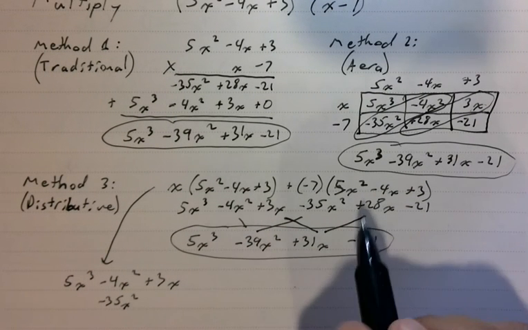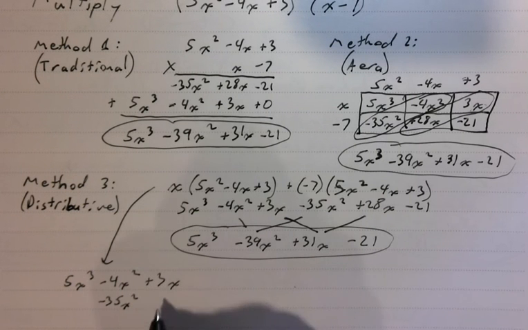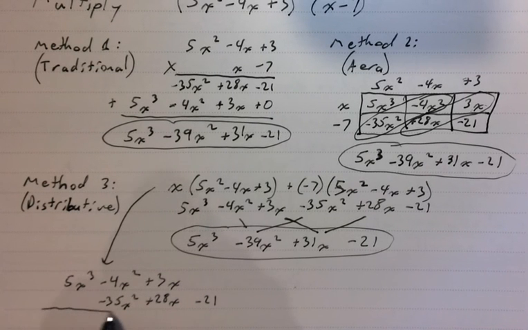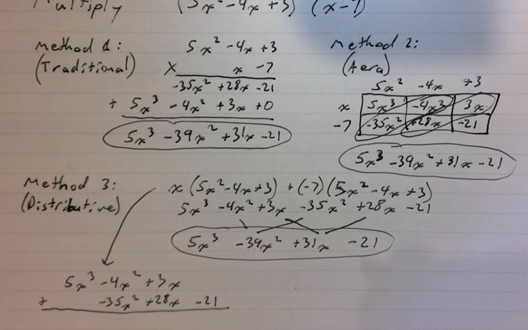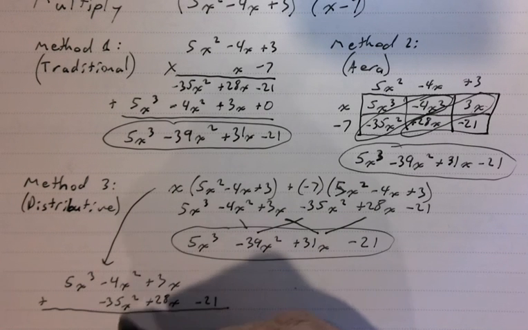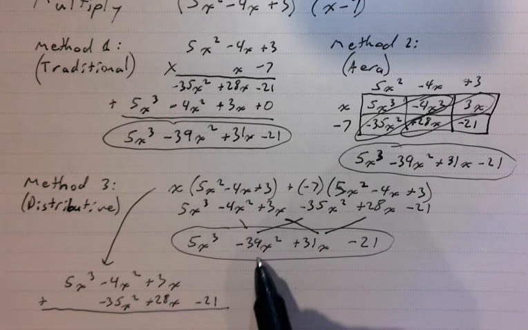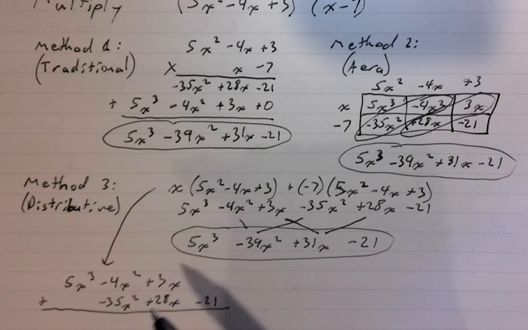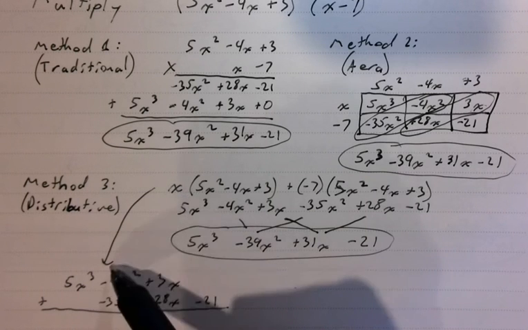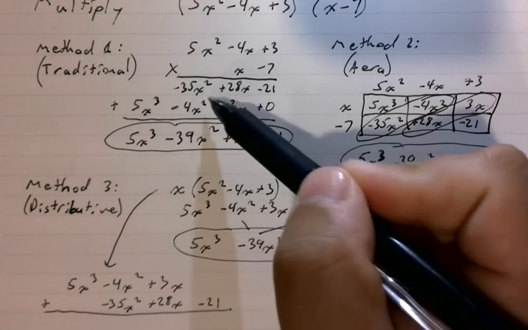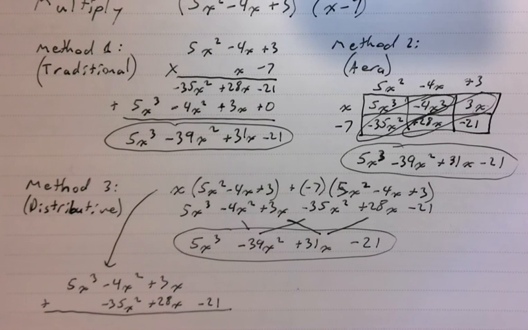And then the negative 7 by 4, the positive 28x, let me put that here in that column. And negative 7 times 3 is negative 21, which would be in the constant column. So then I would add this way. And they're lined up by like terms, and so your answer would still be the same. This is how you might combine the distributive property sort of method with this vertical addition from the traditional method.